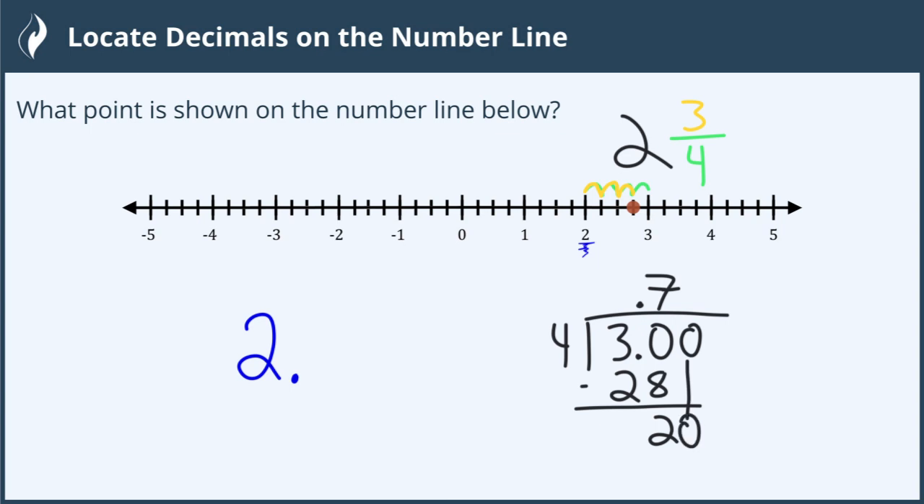And I say 4 goes into 20 5 times. 5 times 4 is 20, which cancels out perfectly. So here, 3/4 is 0.75. So here I can write 2.75 as my final answer.